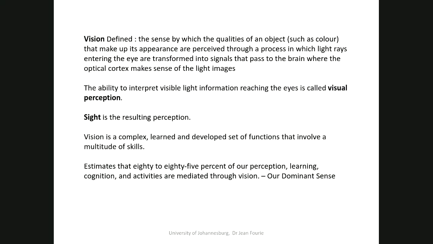Our ability to perceive these light signals, this information that reaches the eyes, is called visual perception. And sight is what happens when we make sense of the perception that we have received. So vision, our ability to look at the world and make sense of it, is complex and it is learned. It is not something that just appears.